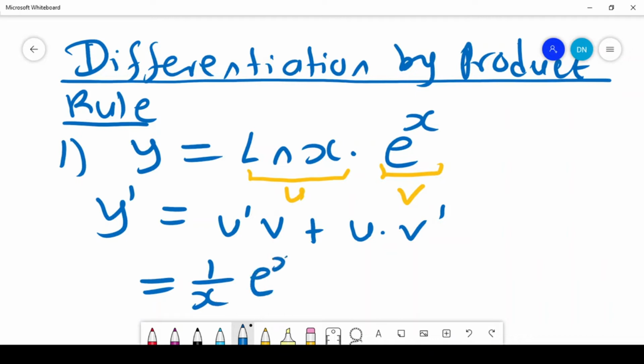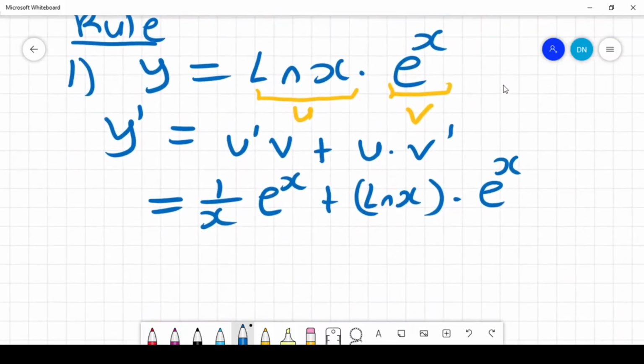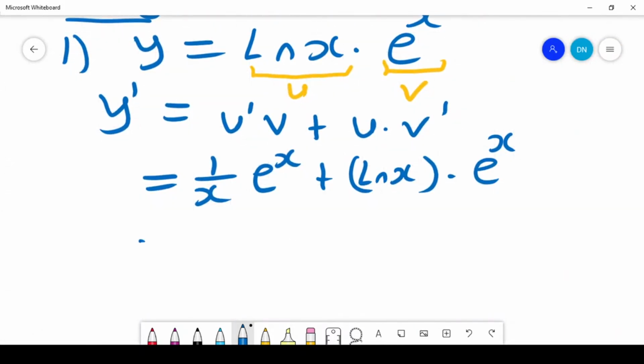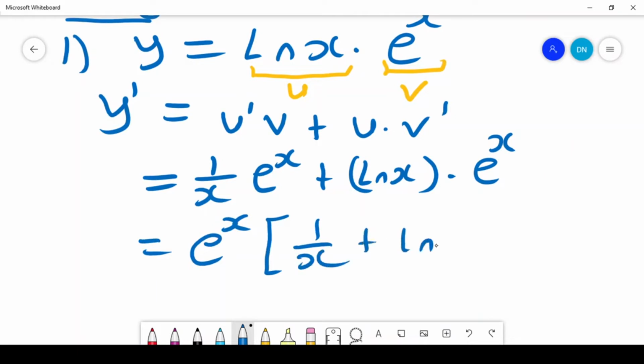Then I keep e to the x constant as it is. In the second case, I keep ln of x constant, and then I differentiate e to the x. And when you differentiate e to the x, we still have e to the x. So that's the solution for my first derivative of that. I could write it as that plus that. And that's the first derivative when I use the product rule.